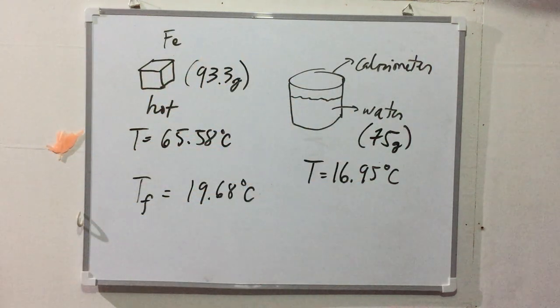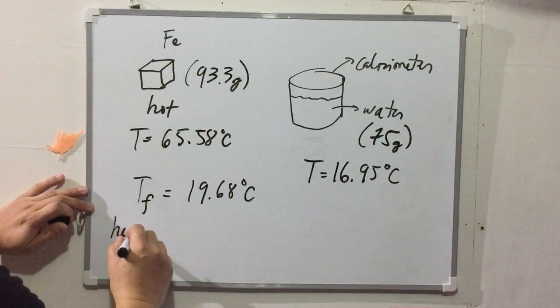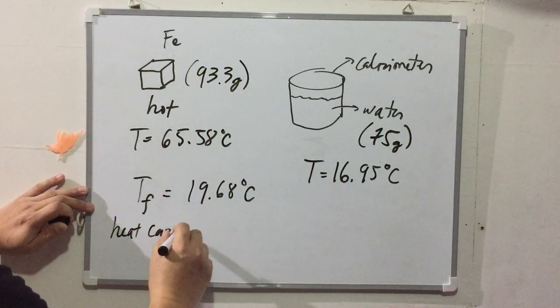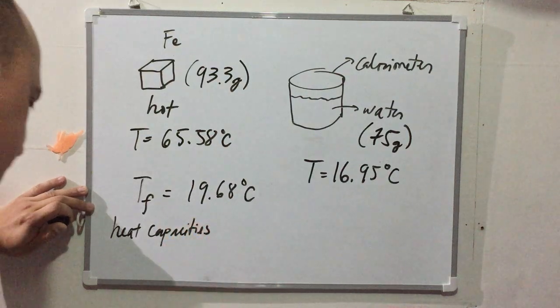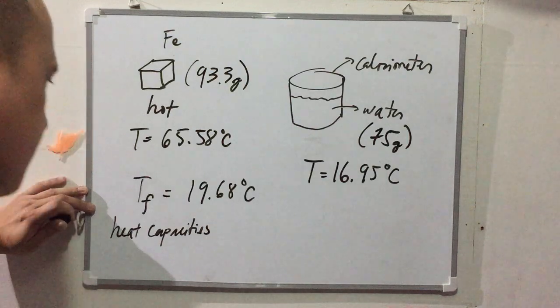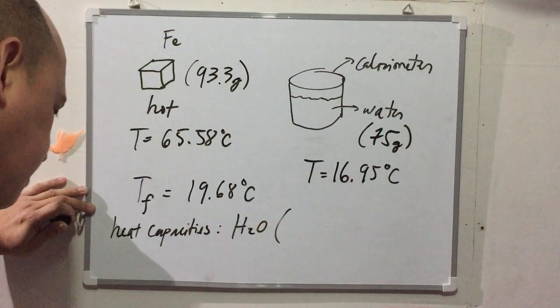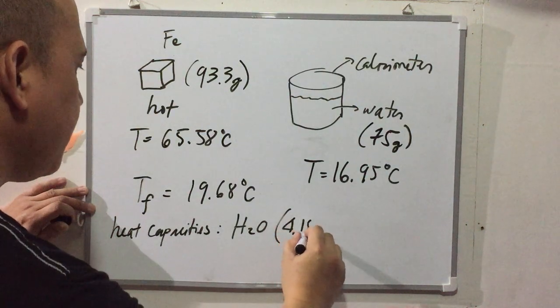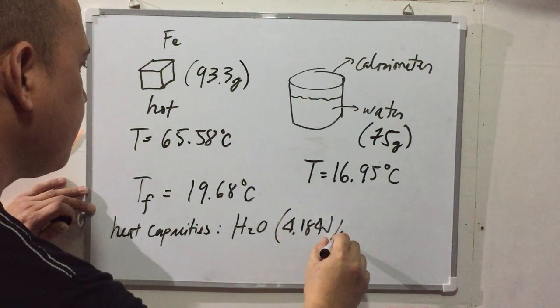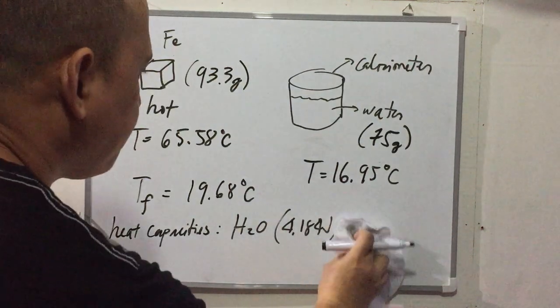Okay. So that's the final temperature once you put the iron into the calorimeter and wait for thermal equilibrium. Right, and then some of the data for the heat capacities for water, that's 4.184 joules per gram.